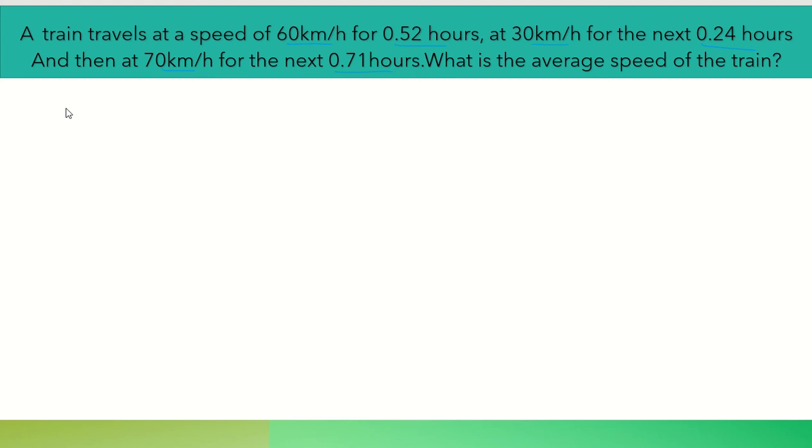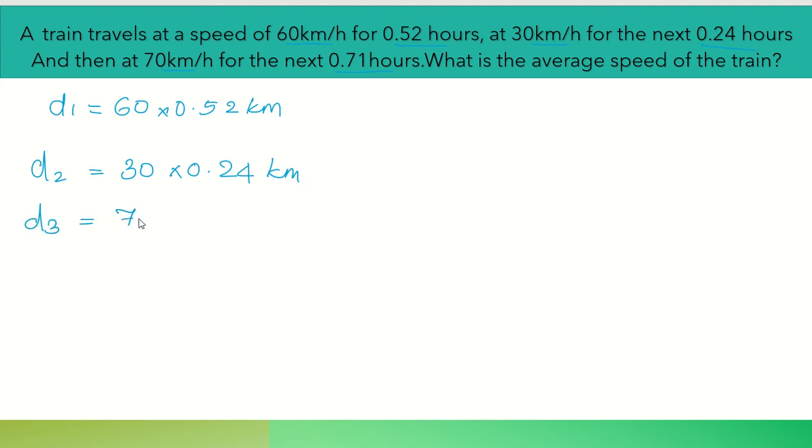So let's say distance 1 is equal to speed into time. Speed is 60, into time 0.52, that many kilometers. d2 is going to be 30 km per hour into 0.24, that many kilometers, and d3 is equal to 70 kilometers per hour multiplied by 0.71 hours. So that many kilometers we will get. What we have done is we found the distances traveled, d1, d2 and d3.